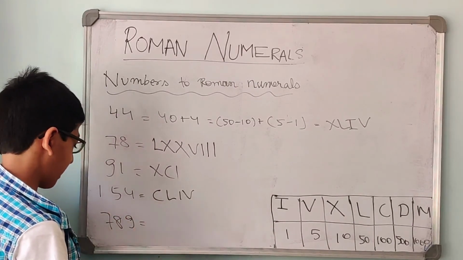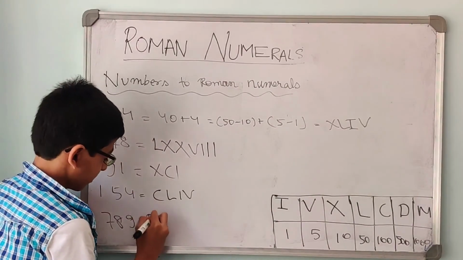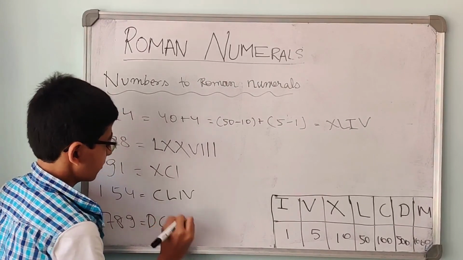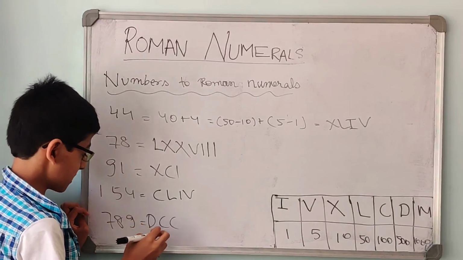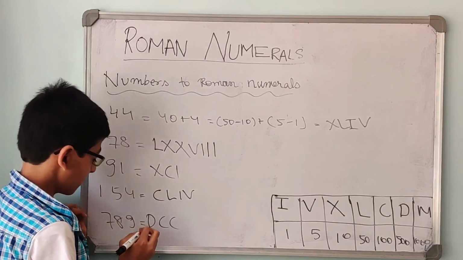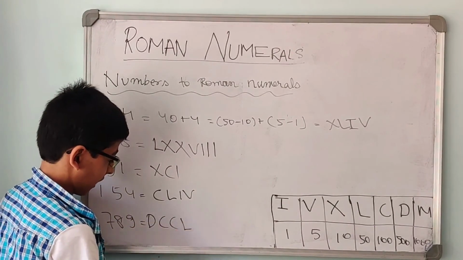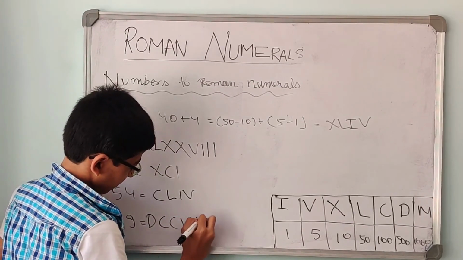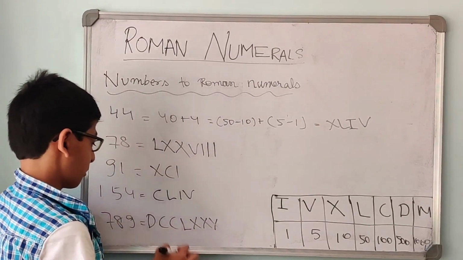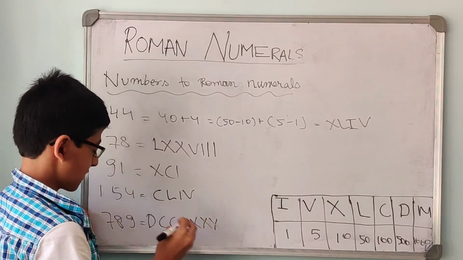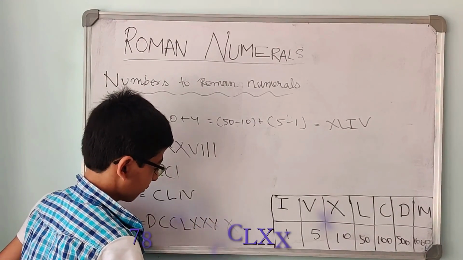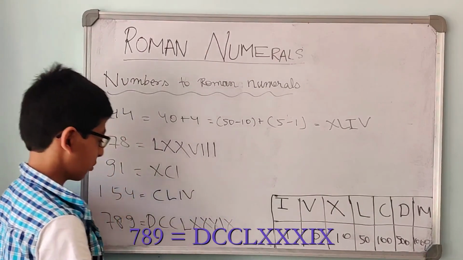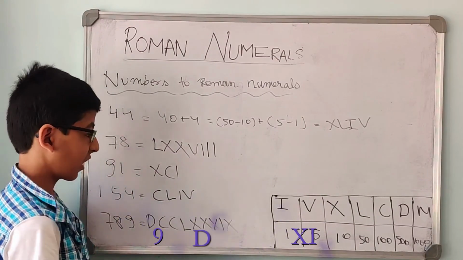And last example, 789. 700 plus 80 plus 9. So 700 is 500 plus 100 plus 100. This is DCC, 700. Now we have to write 80. So 80 is LXXX. So this is 780. Now our 9 is 10 minus 1. We have to write the smaller number first. And that is why we are writing IX.